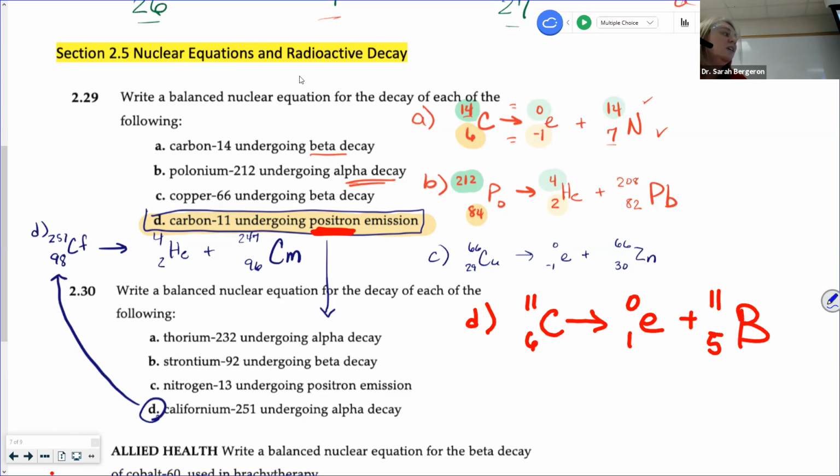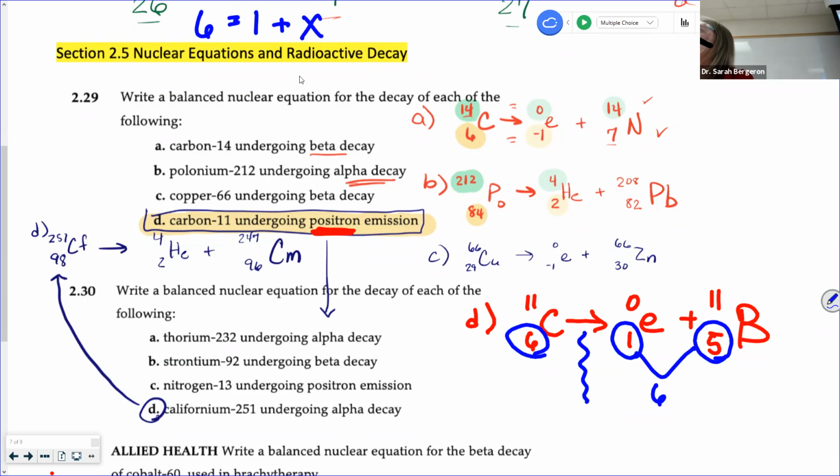How did I get the 5? So I'm looking here at the bottom. I have 6 on the left. So this is like my two sides of the equation, just like balancing a chemical equation. So if I have 6 here, I need to make sure that this and this equal 6. So I add them together. Just think about it like an algebra equation: 6 equals 1 plus X, and you're trying to figure out what is X. It's the same thing.